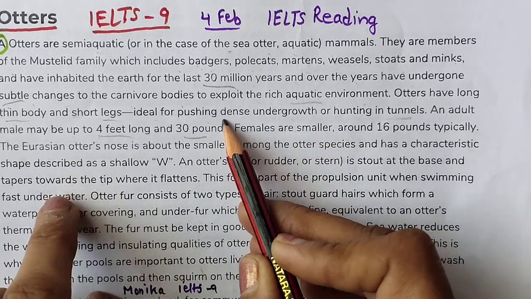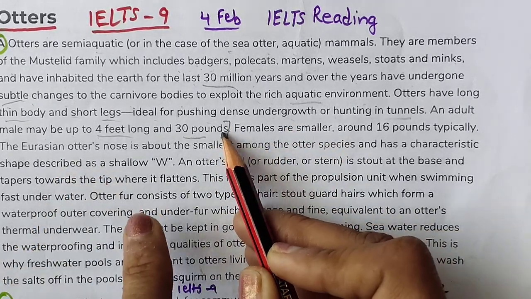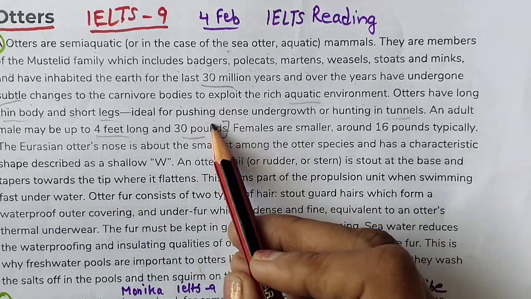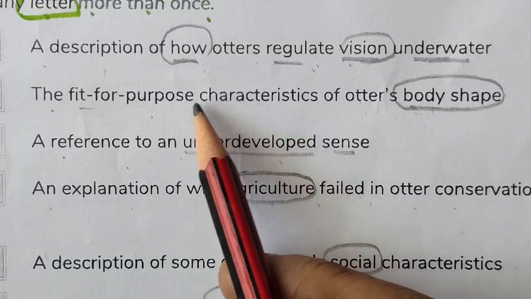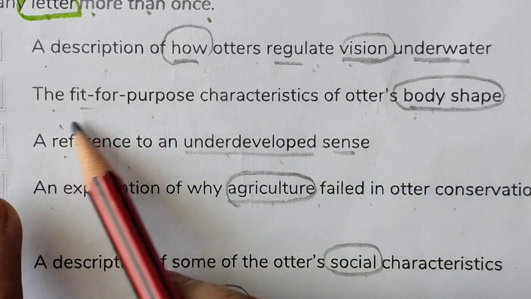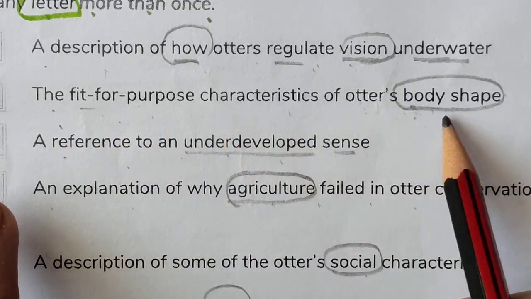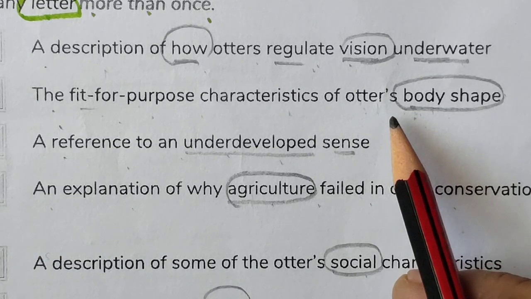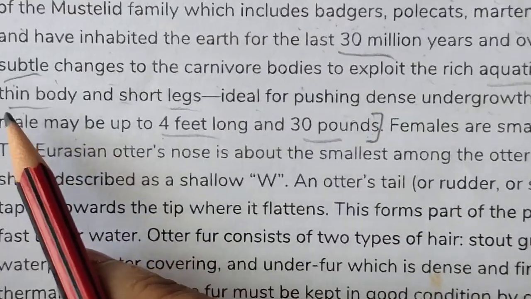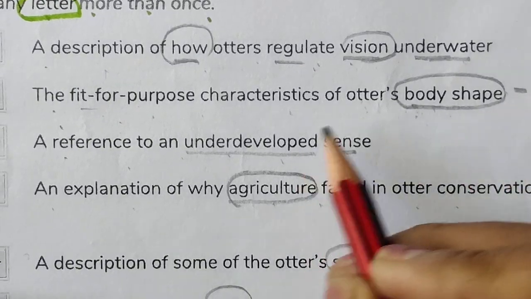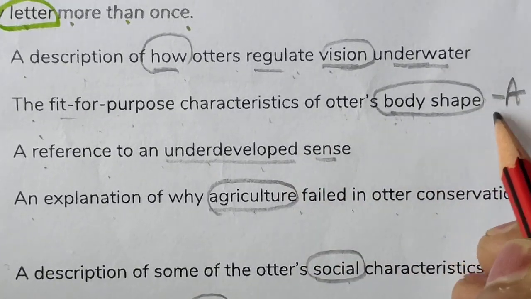Now if you remember, there was one piece of information about the physical feature characteristic. Let's find it. Let's read it again. Here they were discussing body shape. So you can see, the fit for purpose characteristic of the otter's body shape. So they have written thin body and short legs, ideal for pushing dense underground or hunting. So it means that will come with paragraph A.